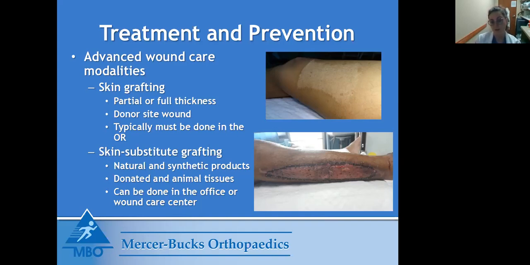Then there are different skin graft substitutes. Skin graft substitutes are ones that act as a skin graft, but they're made out of either natural or synthetic products, or a combo thereof. They can be donated human tissue, or they can be animal tissue, or a combination of them. And they can be put on in a wound care center. They can also be put on in the operating room.